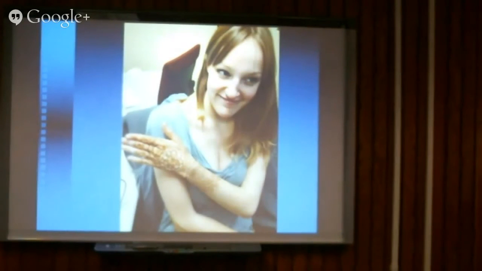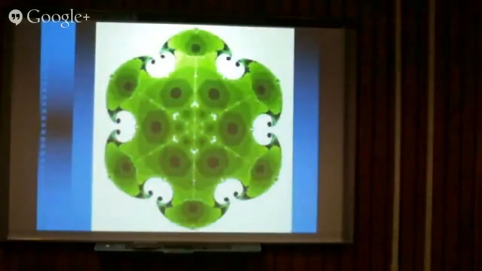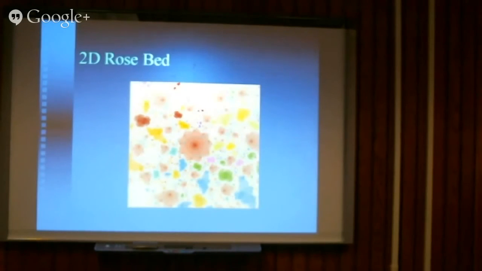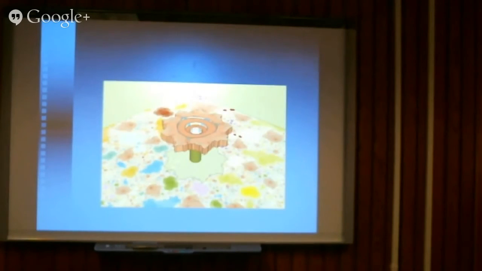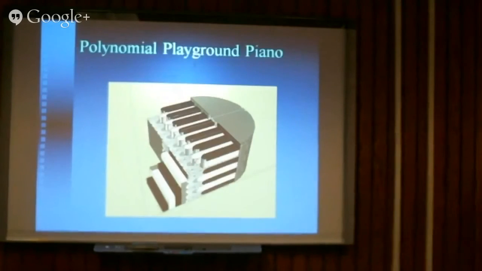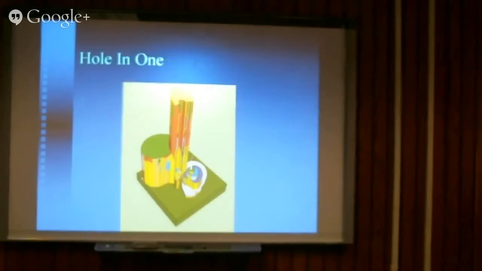Here is some of the work that students have done at the honors course. You see henna design based on polynomiography, linguistics and polynomiography, polynomiography and symbols, as I mentioned, some of the projects that they have. Here, a student took this 2D design from the software and used Google SketchUp to turn it into a 3D. Say from this image, he went to this polynomial playground piano, which is really quite interesting and imaginative. From this into that.